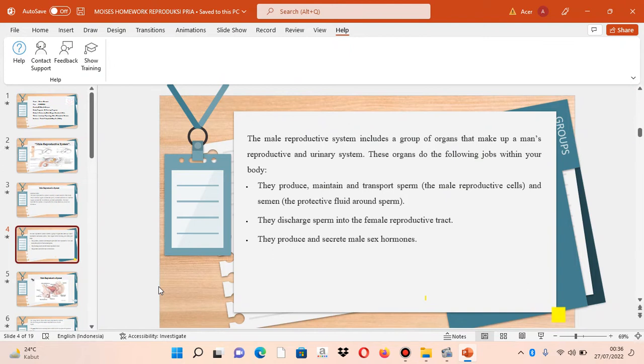The male reproductive system includes a group of organs that make up a man's reproductive and urinary system. These organs do the following jobs within your body. First, they produce, maintain, and transport sperm, the male reproductive cells, and the semen, or the protective fluid around the sperm. Second, they discharge sperm into the female reproductive tract. And third, they produce and secrete male sex hormones.